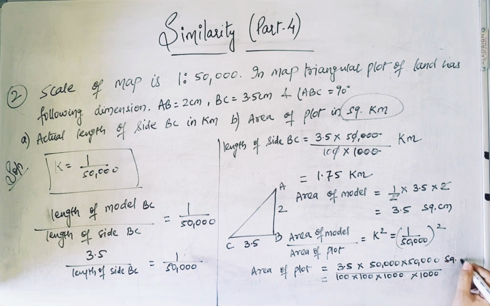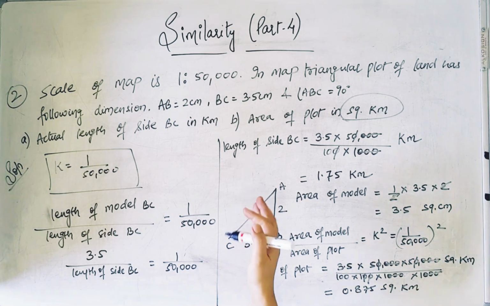So this has become what? Square kilometer. Now we'll cancel out. ये 30 30 cancel हो गए. 10 यहाँ से, 10 यहाँ से. जब हम इसको पूरा solve करेंगे we'll multiply it. तो we'll get what? 0.875 square kilometer. So we have seen this time the transformation related to length and the transformation related to area.